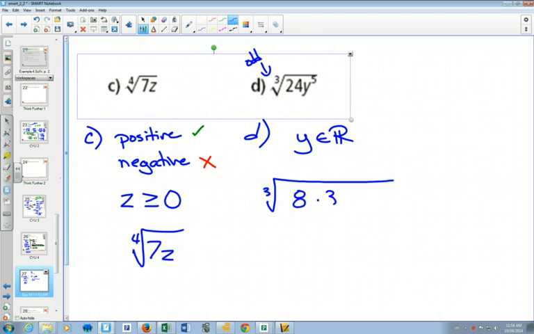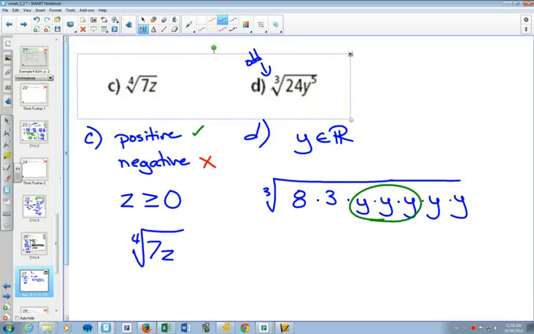24 is 8 times 3. And if I have y to the power of 5, that's like having y times y times y times y times y. And now, since it's a cube root, I need to have a group of 3 in order to bring 1 out. Cube root of 8 is 2. Cube root of y cubed is y. And you don't need absolute value bars because if it's a negative, you could pull out a negative. If it's positive, you'd pull out a positive number. And what are we left with inside? We're still left with a 3 inside and a y squared.